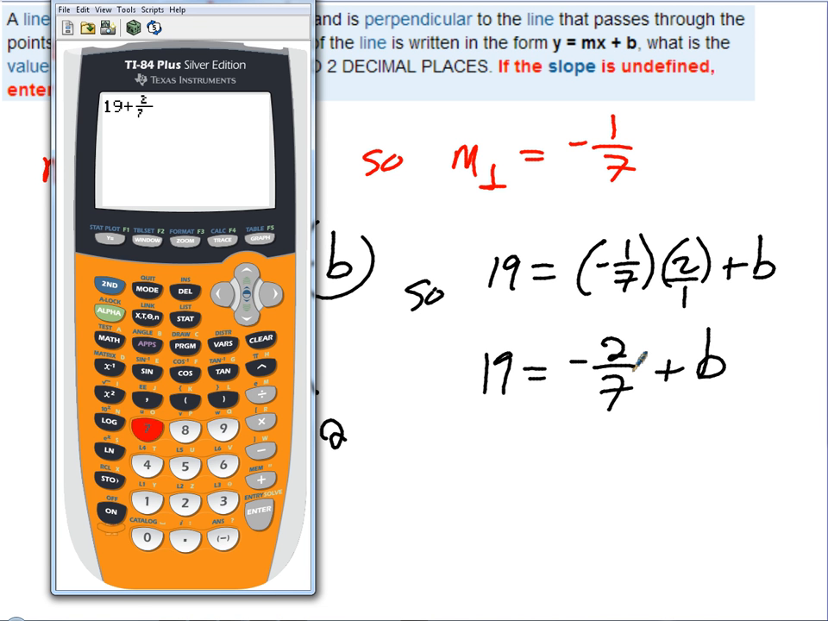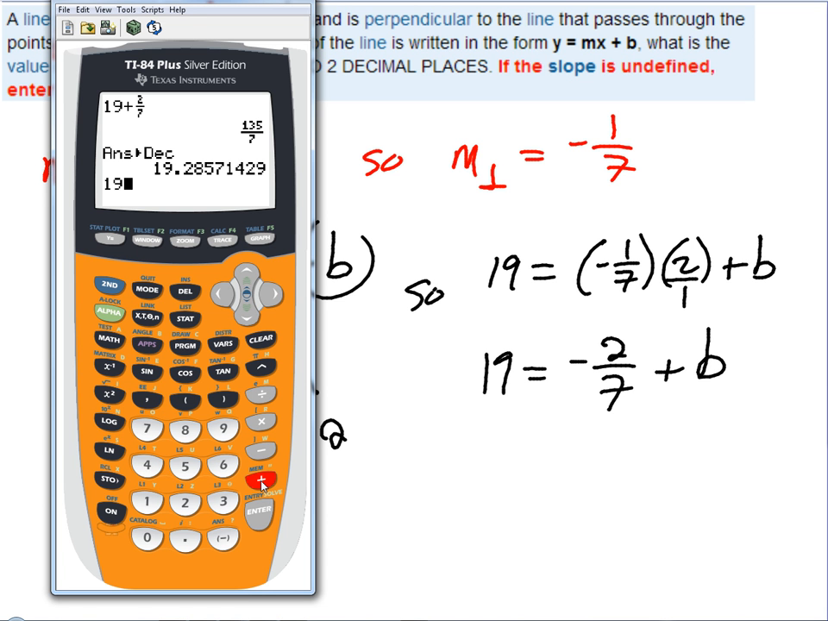What's that? Yeah, okay, but if I press enter, watch what happens. It's going to give me back a fractional answer. So if I use the fraction template, it assumes I want a fraction back, which is fine. To get a decimal, I just go math 2, convert to decimal. There it is.